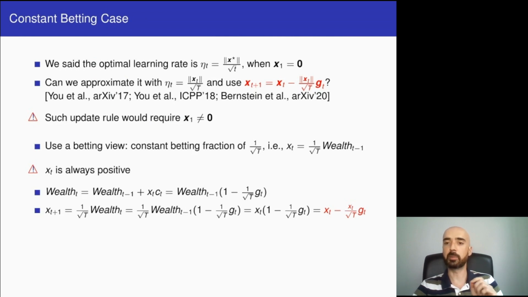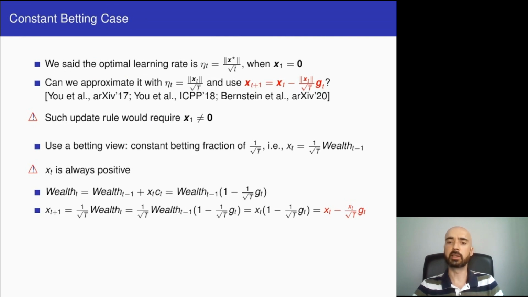Now, these two updates are exactly the same. Here, the norm is missing, but we are in one dimension and x is always positive. So these are exactly the same thing when you go to positive side 1D. Now, this is a betting algorithm.